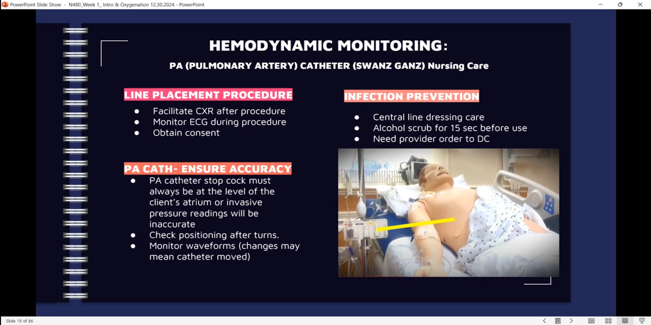Because this is a central line, we want to make sure we do our normal central line care for this patient, that we assess that dressing for any signs of infection, that you change it per hospital protocol, which could be every 7 days. Anytime we're accessing that PA catheter, we want to make sure that we scrub the hub. And then when it's time to discontinue the PA catheter, because it is an invasive line that was placed, we want to get a DC order from that provider.